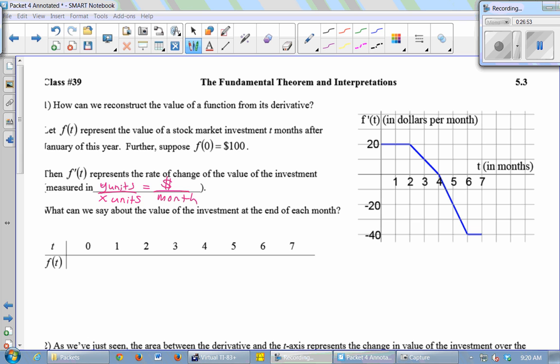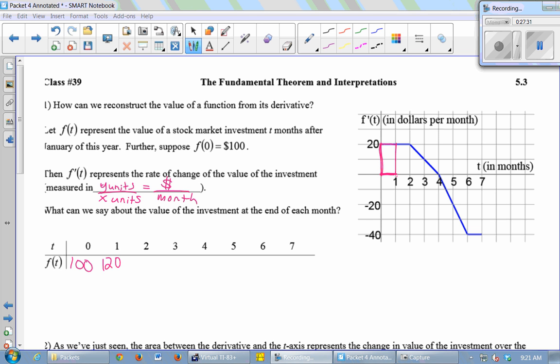Okay, so at time zero, start with $100. All right, and then I look at what happens over the entire first month. I don't want to look at the rate of change just at time zero, but at what's happening over my entire month one. Well, 1 month has passed, and my rate of change was $20 per month. So this rectangle represents 1 month times $20 per month, which is a change of $20. Right? So this was correct. This is 120.